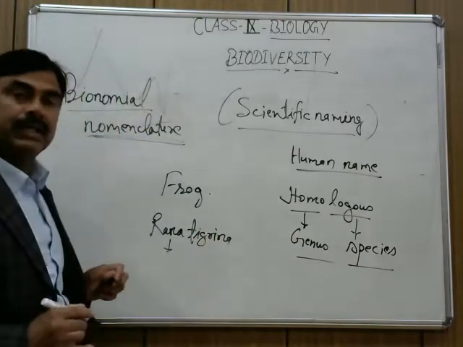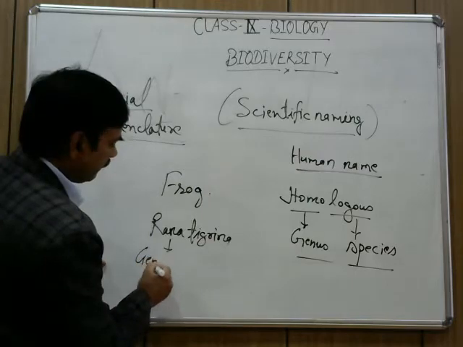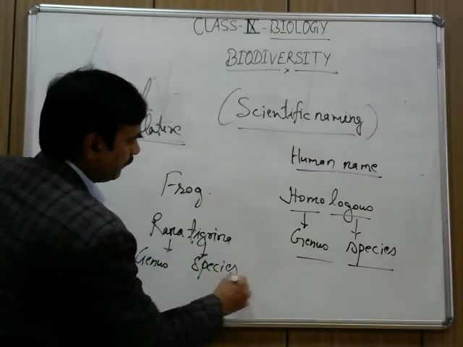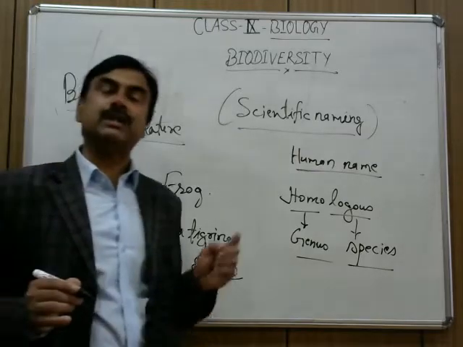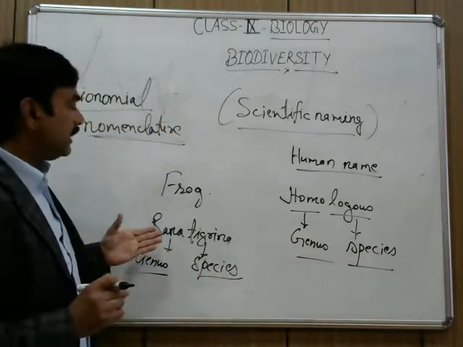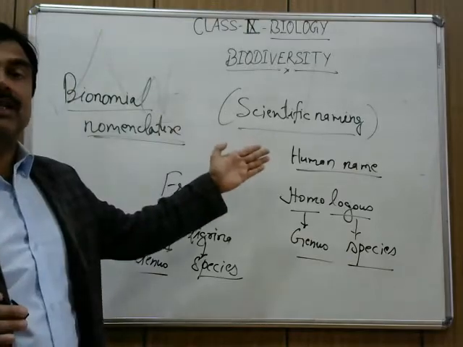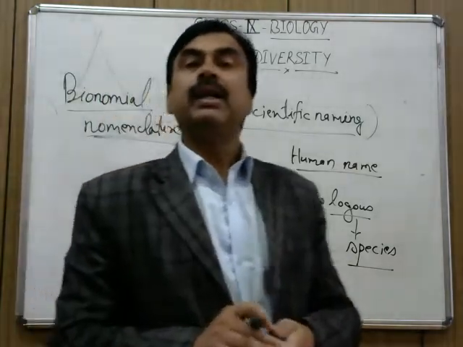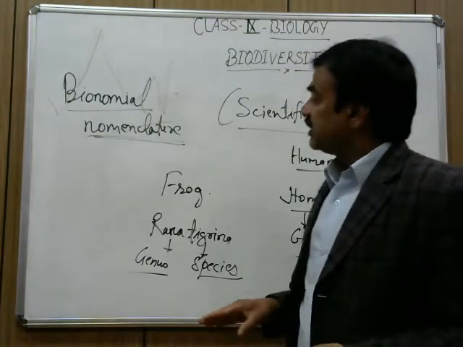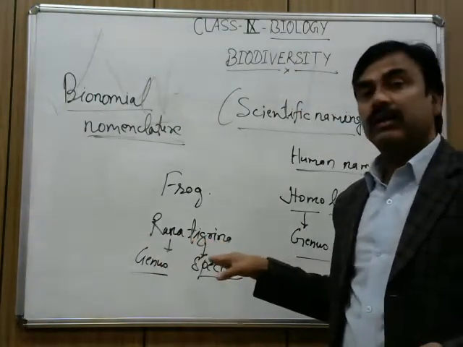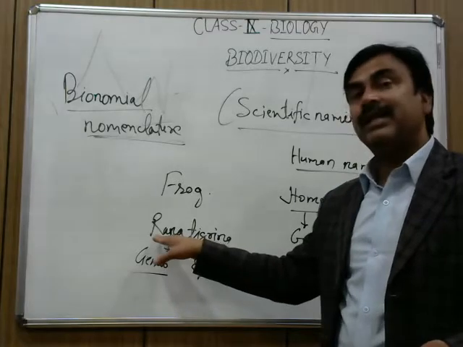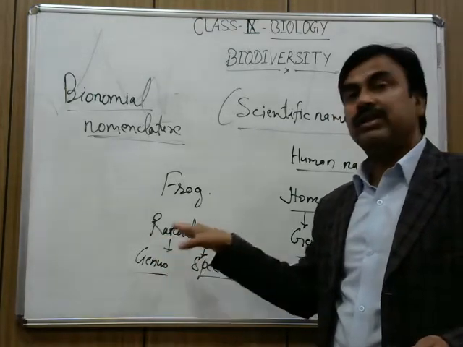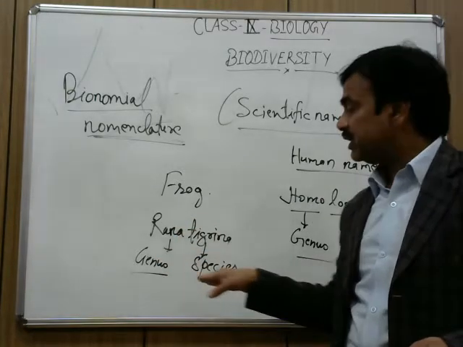So the first one is the genus, and the second one is the species name. And you will see in the international nomenclature coding, there are some rules and regulations, that every scientific name always begins with a capital letter. You can see Rana, and you can see Tigrina. Rana is the genus name and tigrina is the species.